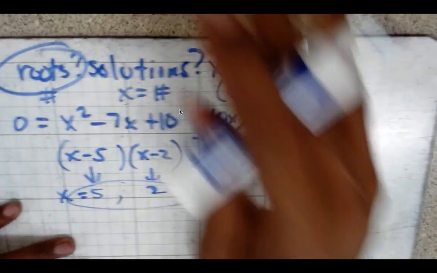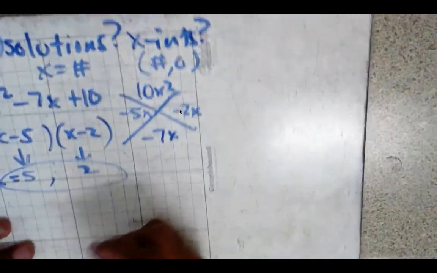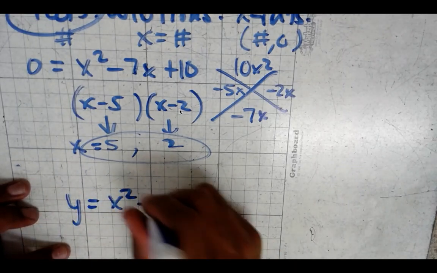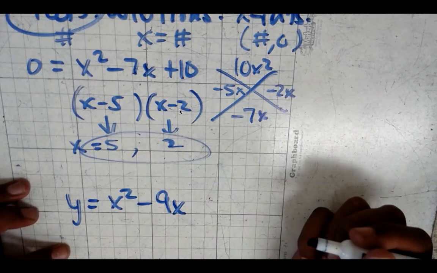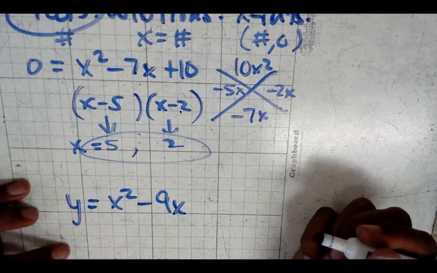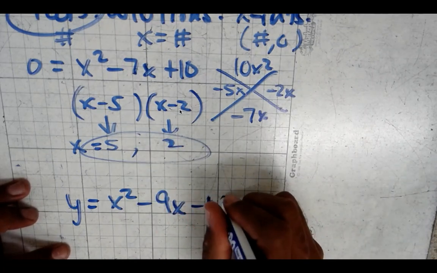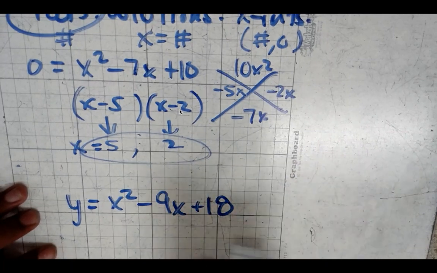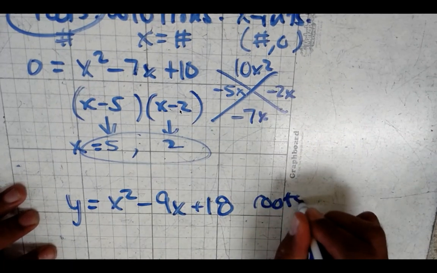Okay? So now what I want you guys to do is y equals x minus 9, and we'll go minus 18. Actually, we'll go plus 18. You guys find the roots.